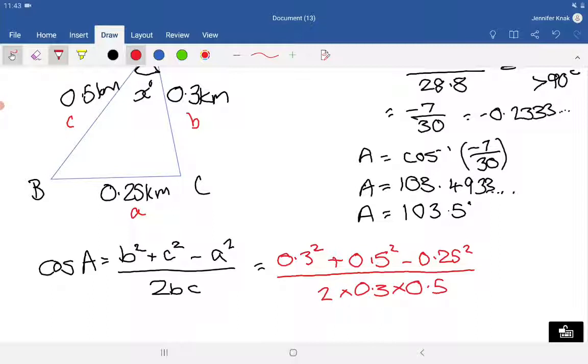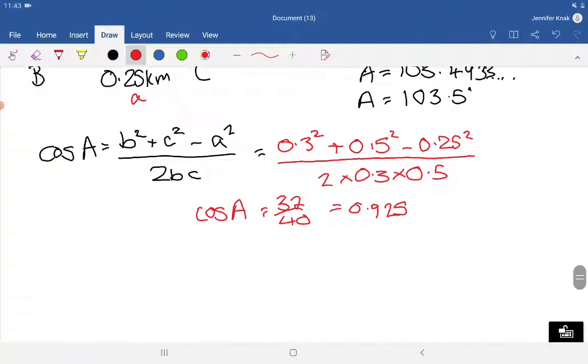So again, up to you. I'm just going to type it into the calculator in one go this time using my fraction button. 0.3 squared plus 0.5 squared minus 0.25 squared, and then on the denominator 2 times 0.3 times 0.5. And I get 0.925 as a decimal or 37/40. So either answer would be acceptable. 0.925 is quite a nice one because it's a decimal that has an end point.